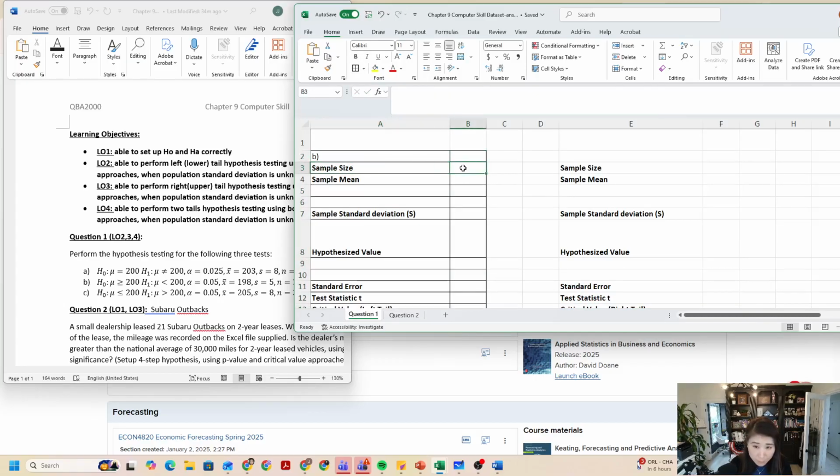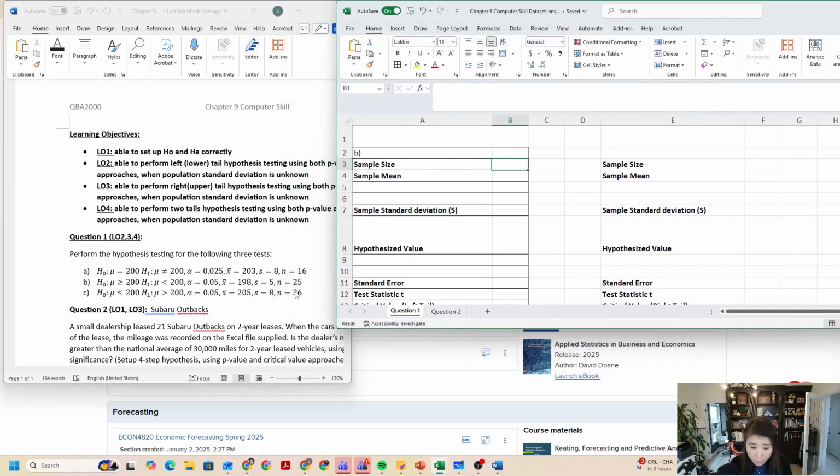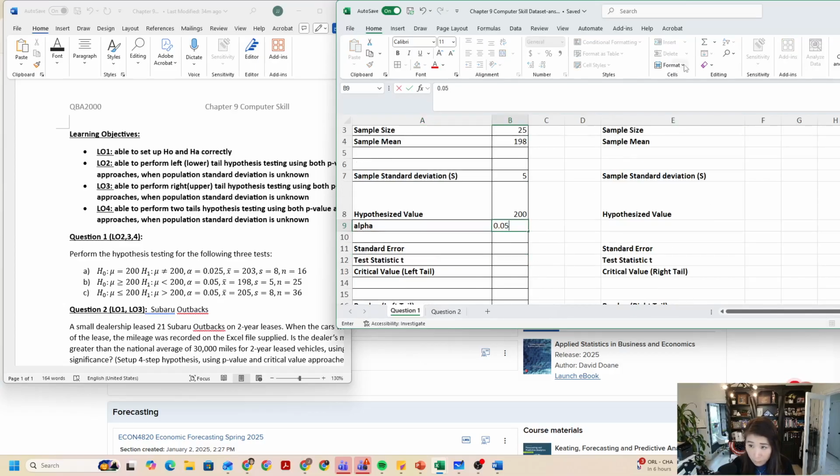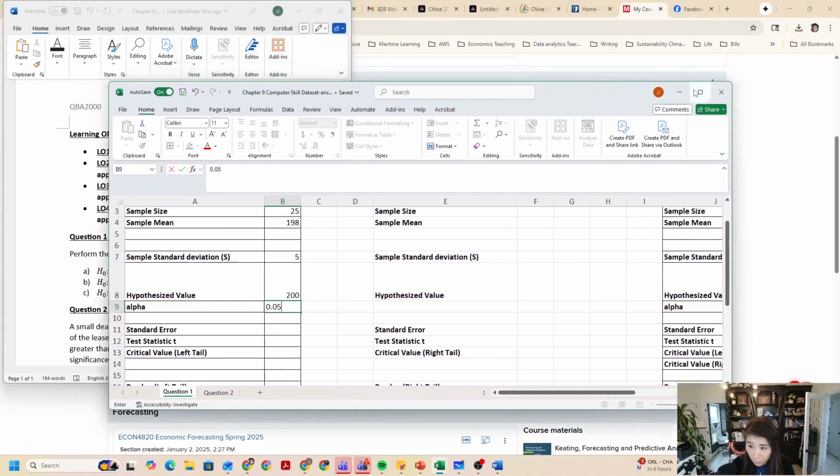So again, let's just document the numbers we need. The sample size is 25. And then the sample mean here is 198. Okay, and the sample standard deviation is 5, and the hypothetical value we are choosing is still going to be 200. And then our alpha, in this question we pick 0.05. Okay, so this is all the information we need to address question number B.